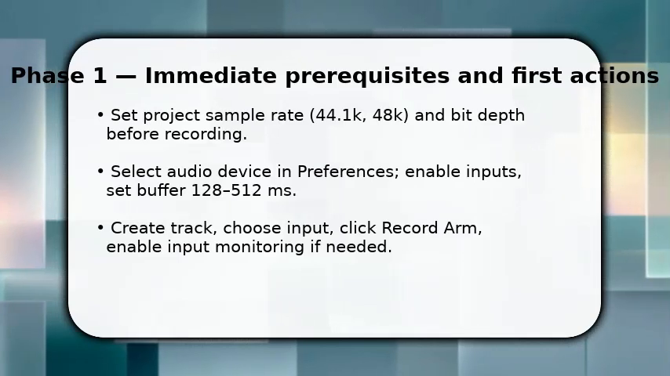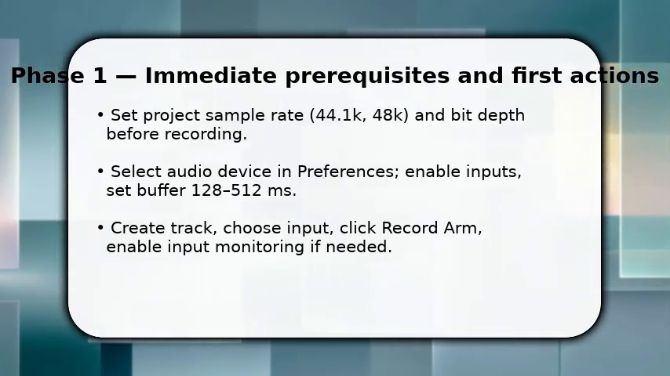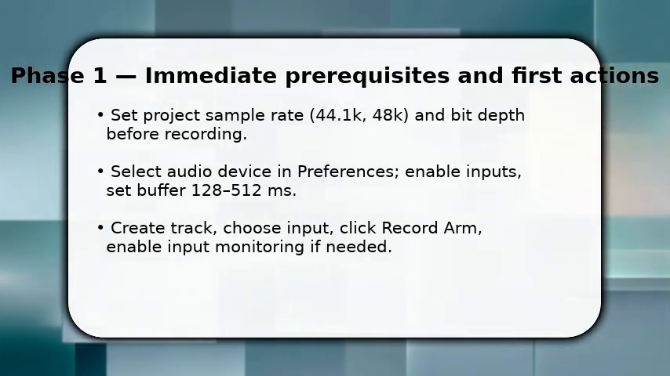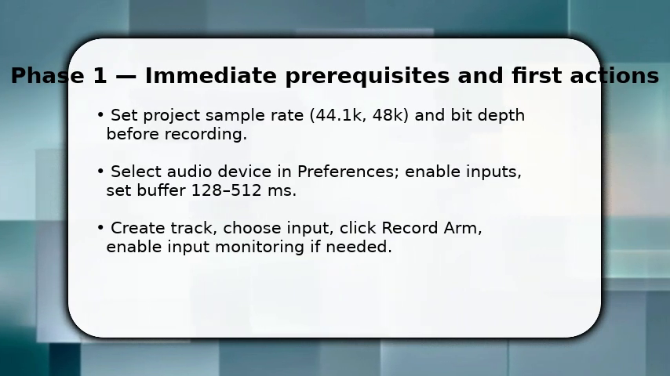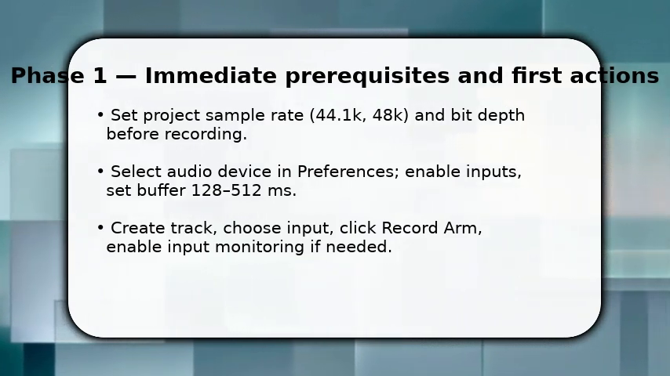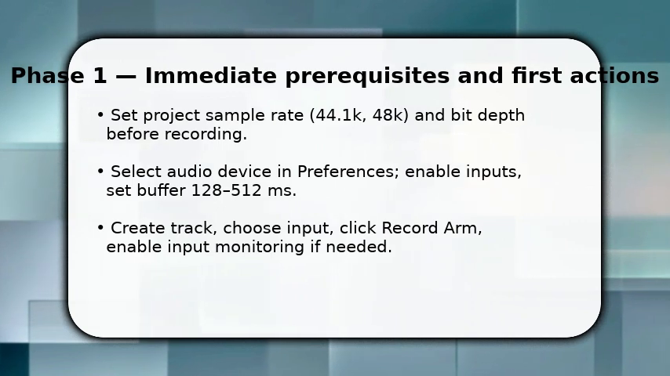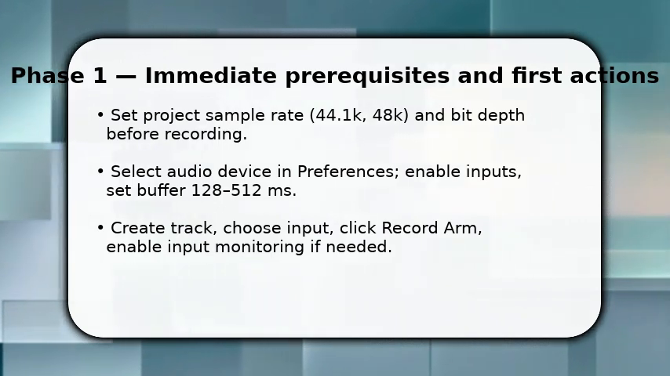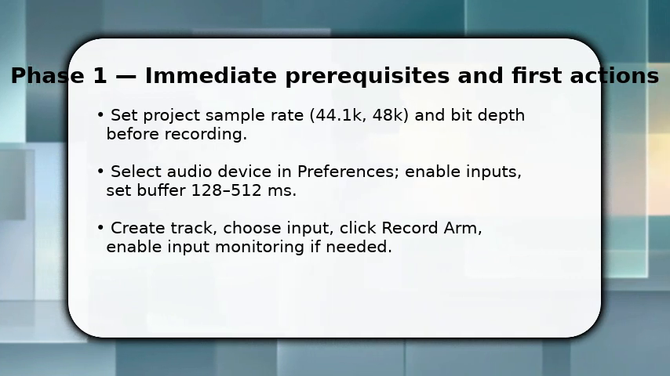You will set the session parameters and get a track ready to record. First, choose the sample rate and bit depth so your files match your target. This prevents resampling later. Once done, open Preferences and select your audio device and driver. Make sure inputs are enabled.